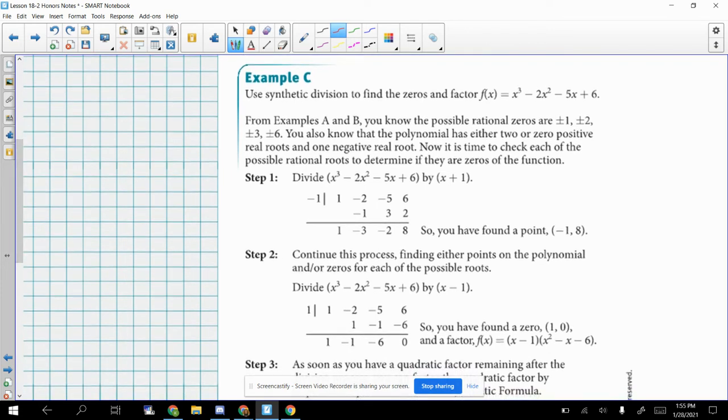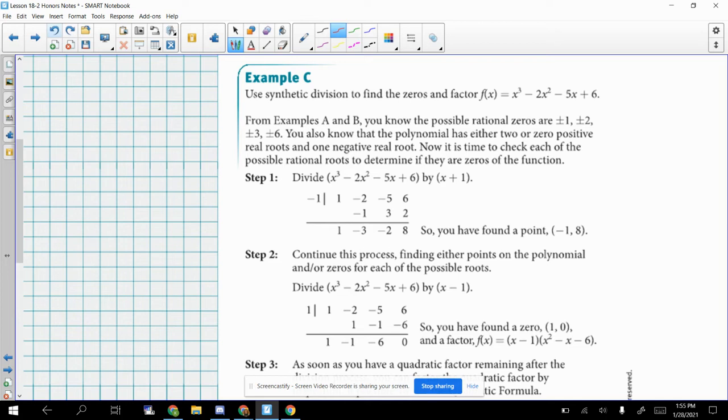So example C says to use synthetic division to find the zeros and factors. So basically we're going to use what we did yesterday from examples A and B, our information from when we found the possible rational roots and used Descartes' rule of signs. You also know that the polynomial has either 2 or 0 positive real roots and 1 negative real root. So that's from Descartes' rule of signs.